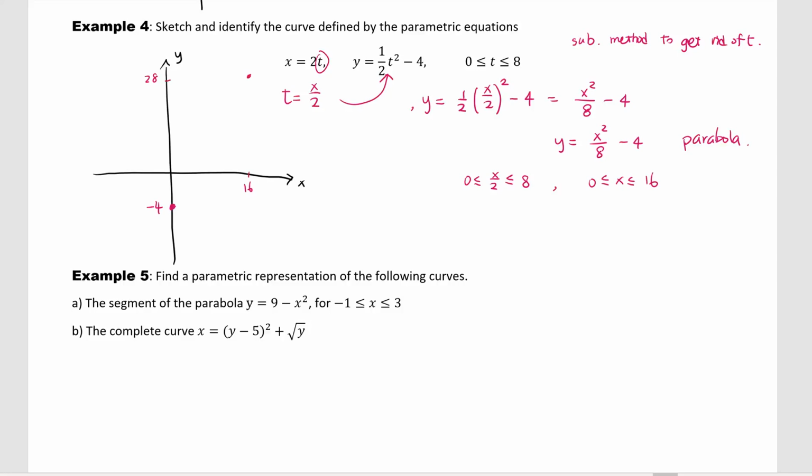So we know it's a parabola, so let's connect them smoothly. And this is when t equals 0. This is when t equals 8. And this is the piece of the parabola. So far, so good, everybody?